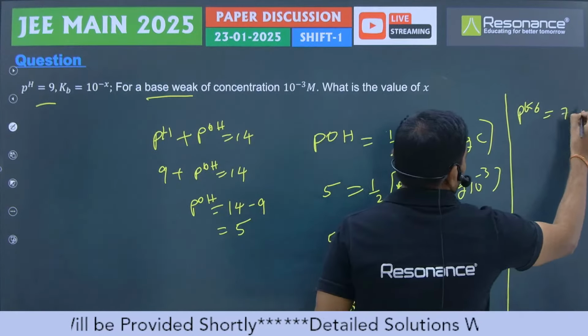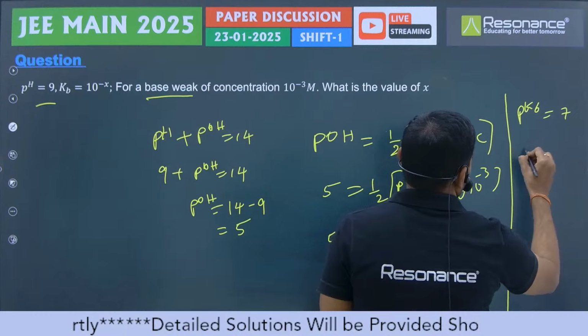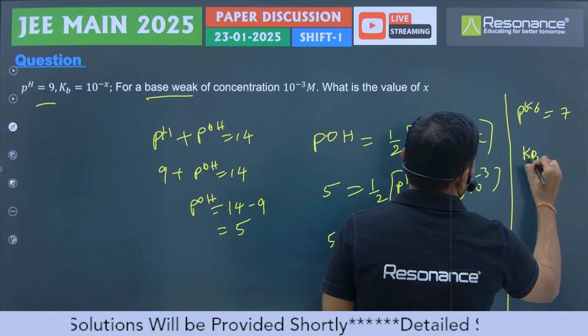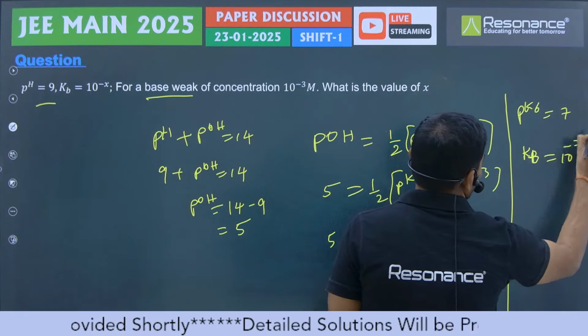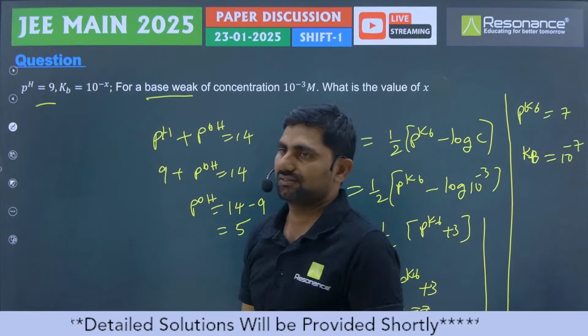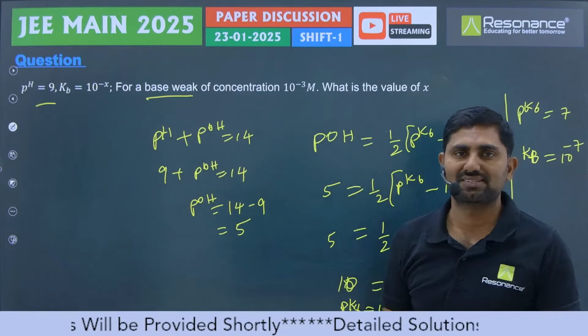So it is 7. If you take Kb anti-logarithm, Kb equal to 10 power minus 7. So what is the x value here? 7. That is your answer.